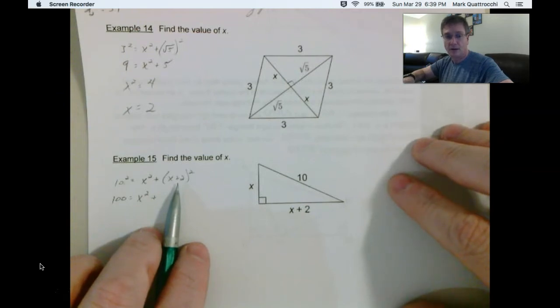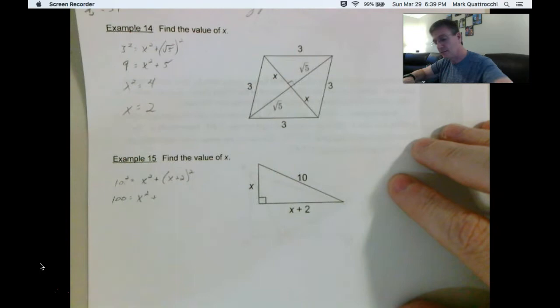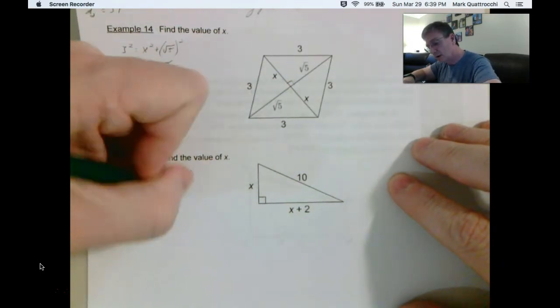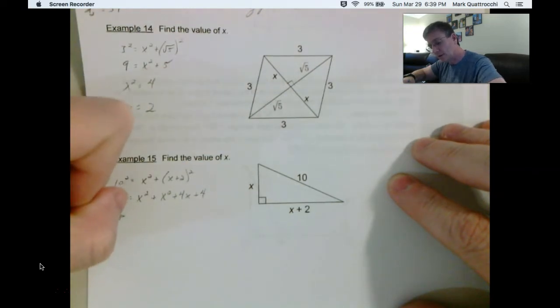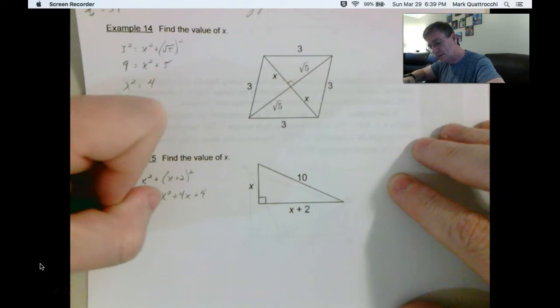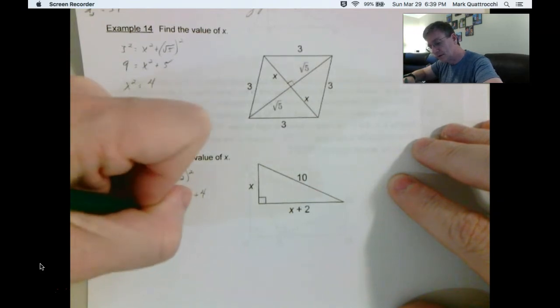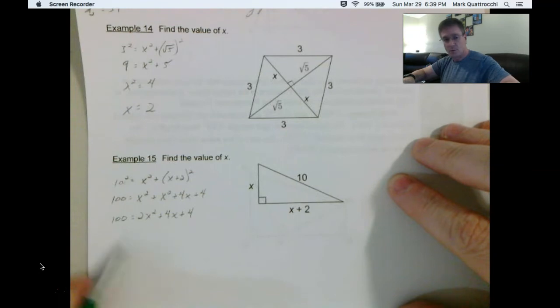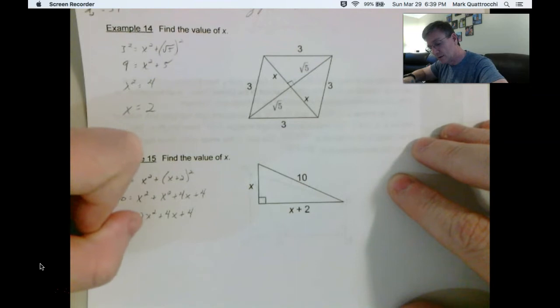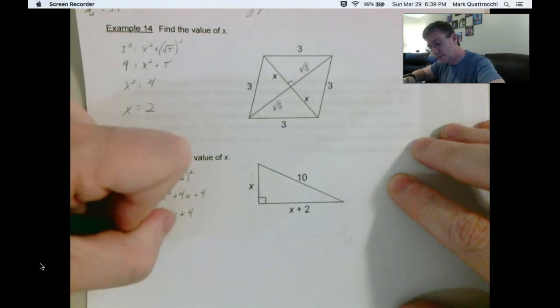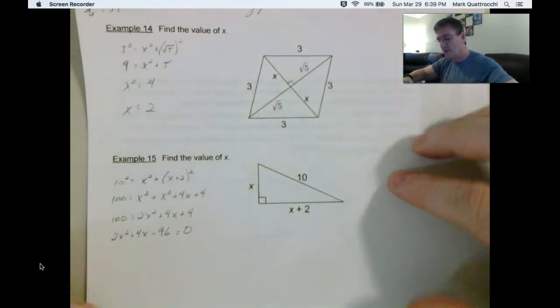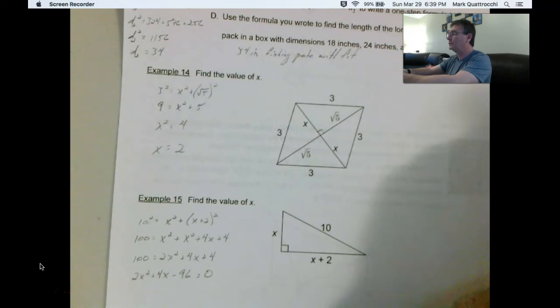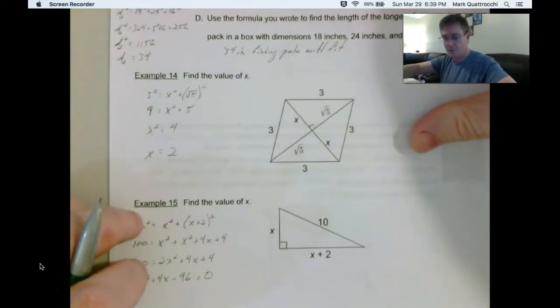Hopefully at this point in your mathematical careers you know your shortcuts, and you know that this is x squared plus 4x plus 4, making this 100 equals 2x squared plus 4x plus 4. We want to set this equal to 0, so we're going to subtract 100 from both sides. 2x squared plus 4x minus 96 equals 0. We're going to divide everything by 2 to make the math a little bit easier for us.